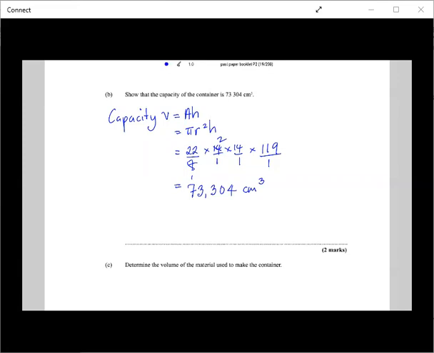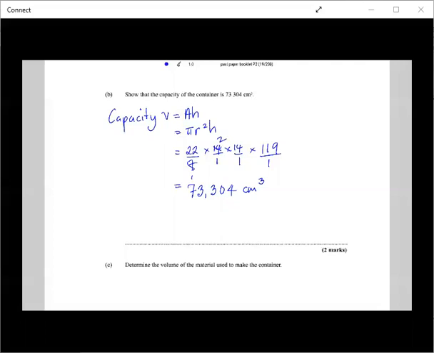The reason we use 119: the capacity is measuring the space inside of the cylinder, and the height of the space inside the cylinder is 119 because the thickness of the base is 1 centimeter.